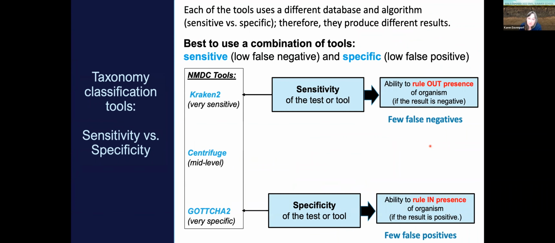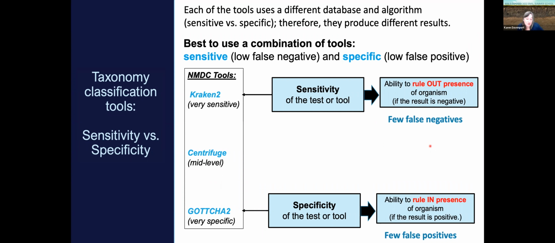So as I mentioned just a moment ago, each of the different tools uses a different database and algorithm, and so these tools produce different results. In our opinion, it's best to use a combination of tools because there is not one best tool. And we use a combination of 3 different tools in our workflow. Kraken is very sensitive, Centrifuge is a mid-level tool, and Kaiju is very specific.